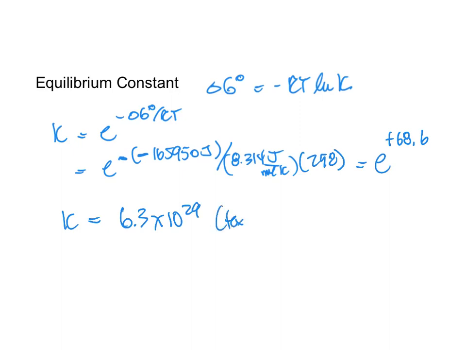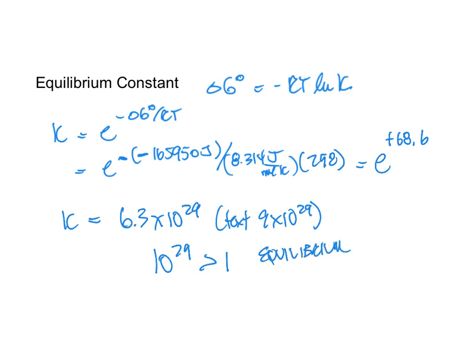Now, I'm not going to argue with the textbook. They write 9 times 10 to the 29th. If we're on the order of 10 to the 29th, that is really big. That is much, much greater than 1, and that says to us that equilibrium is going to lie on the right. It reinforces the positive E. We have a negative delta G0, and now we have a K greater than 1.